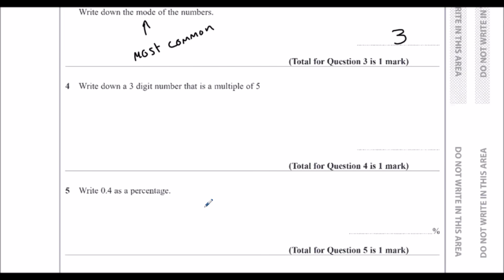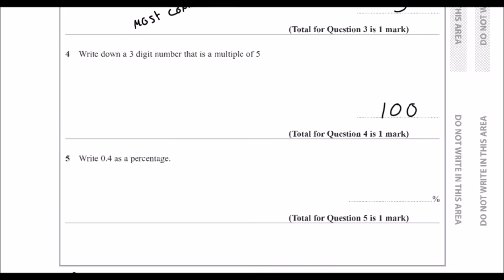Question 4. Write down a 3-digit number that is a multiple of 5. So there's loads of different answers for this. Any 3-digit number that's in the 5 times table. So we could have 100 or 105 or 110, 115, 120, and so on, all the way up to 995. So any 3-digit number that's a multiple of 5.